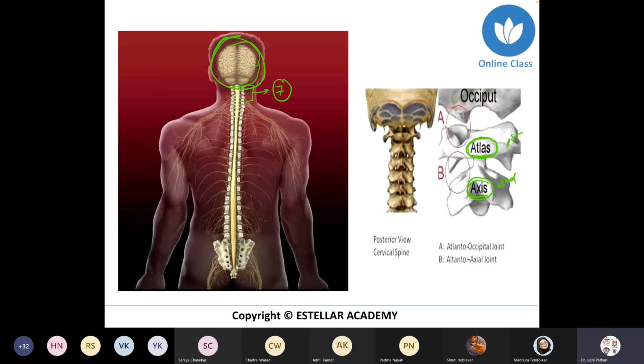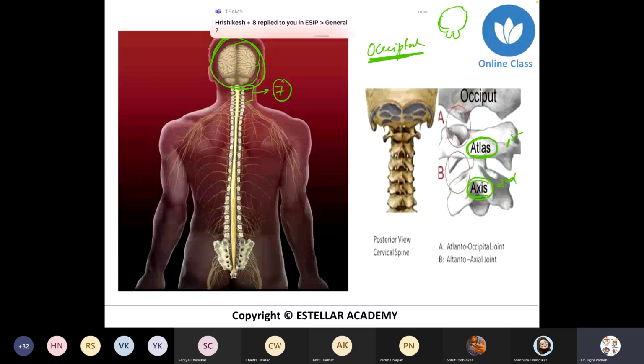Now, the connection. The posterior skull bone is occipital bone. In that occipital bone, there are condyles. Do you remember? How many condyles does the human skull have? 2. Very good. So we are dicondylic, right? 2 condyles. These 2 condyles rest on first cervical.